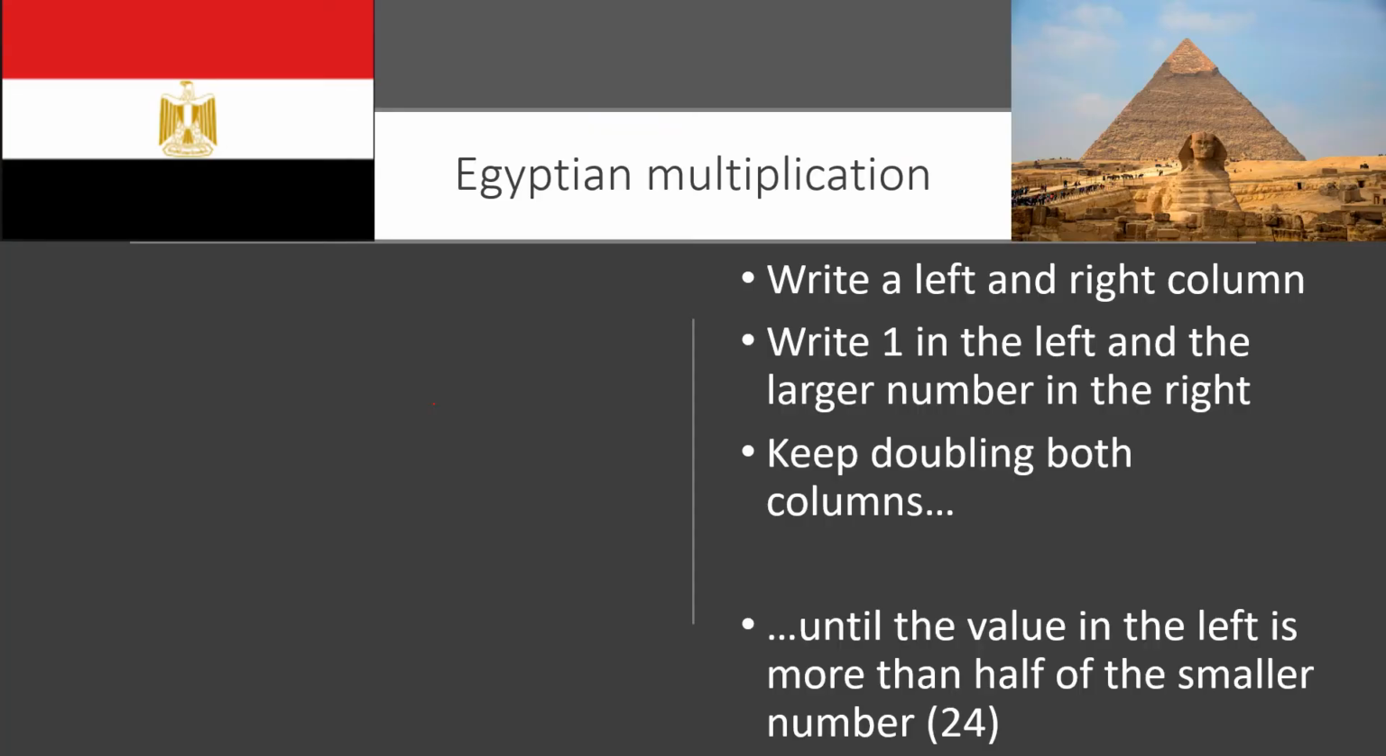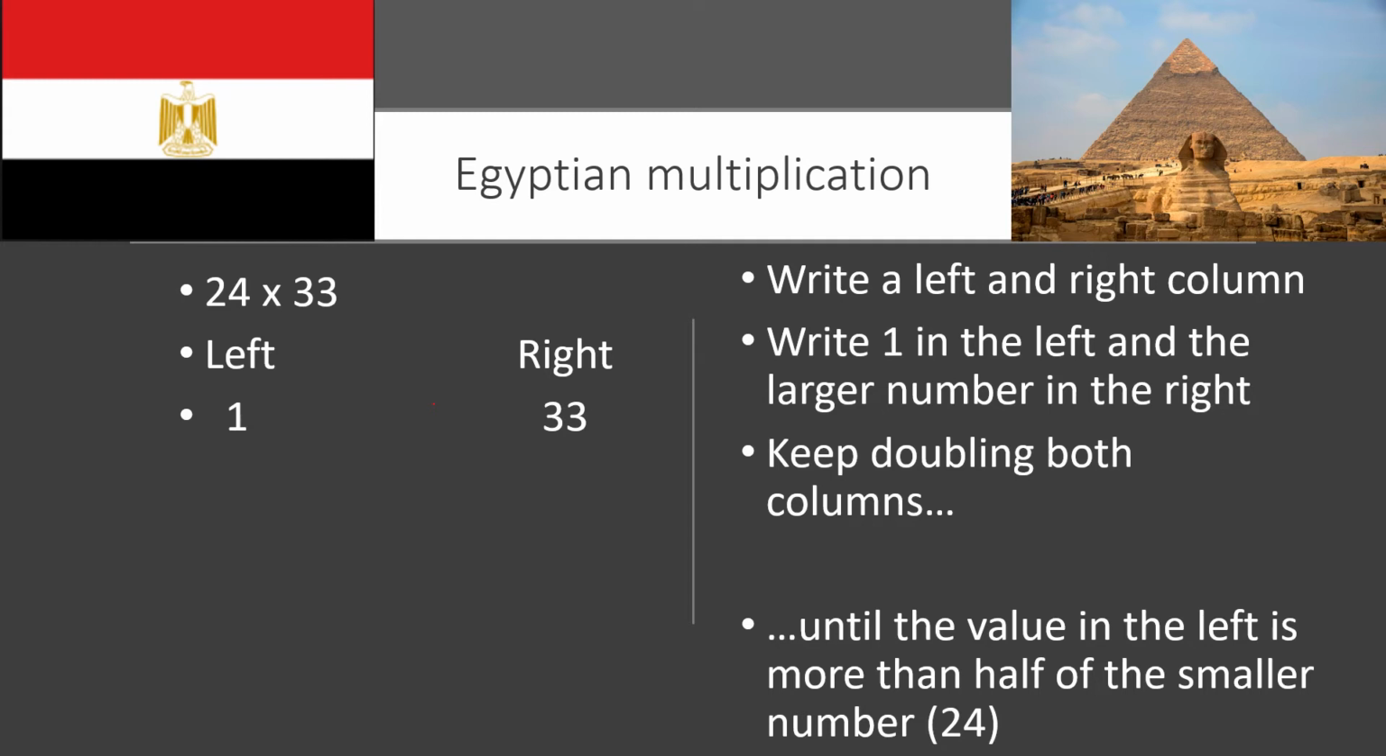The first method we're going to look at comes from Egypt. So we're going to use the same numbers as we did before, our 24 times by 33. What we want to do first of all is write a left and right column. In the left-hand column we're going to write 1, and in the right-hand column we're going to write the larger of our two numbers. So 1 under the left and 33 under the right.